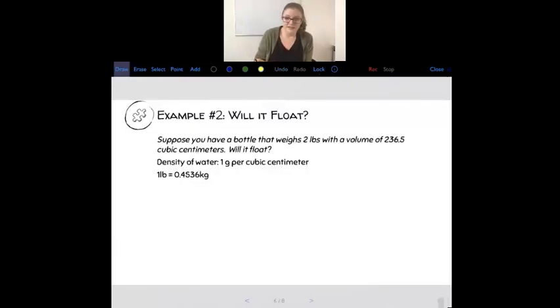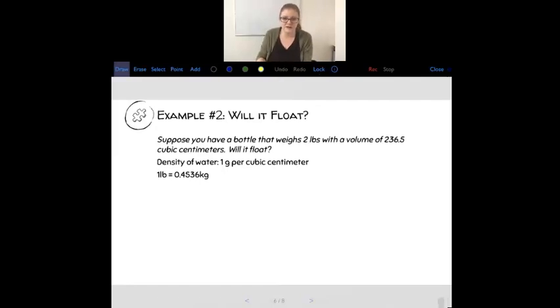So example, will it float? Let's say you want to put a message of negligible weight and shove it inside a bottle, toss it inside of a body of water and see if it'll float to the other side. How do you know it's going to float? Well, luckily you're in a math class that can help you with that. If the density of the bottle is less than the density of water, it'll float. If the density of the bottle is more than the density of water, it will sink.